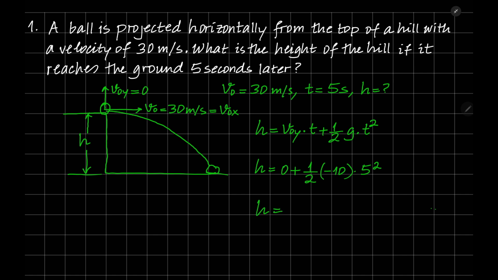Height is equal to 5 times negative 5 times 5 square, which is equal to negative 125 meters. Negative 125 meters means the height is below the reference level. So the absolute value of h is equal to 125 meters. That's the answer. Also, negative 125 meters is the answer.